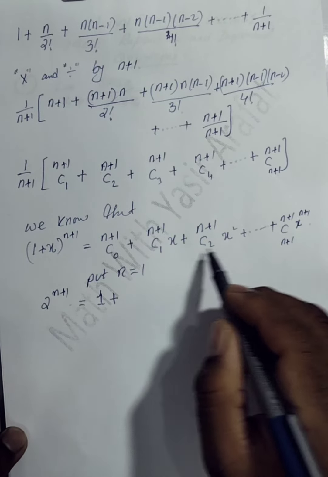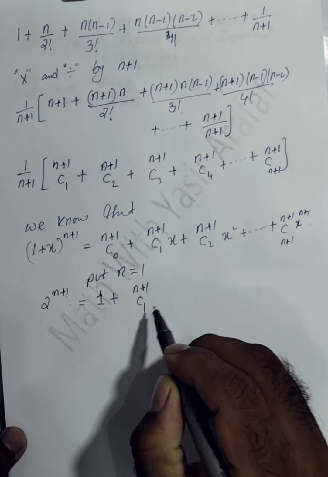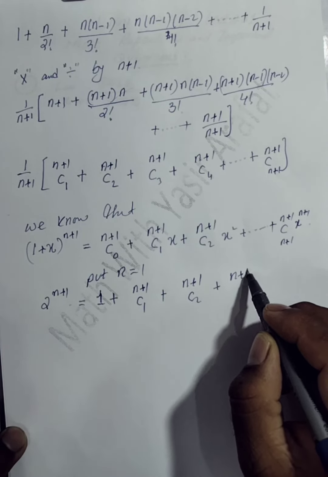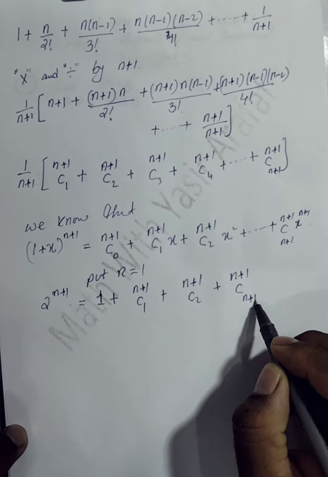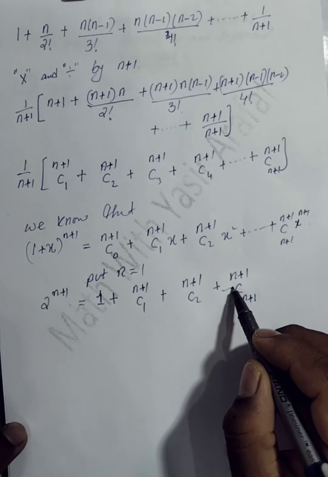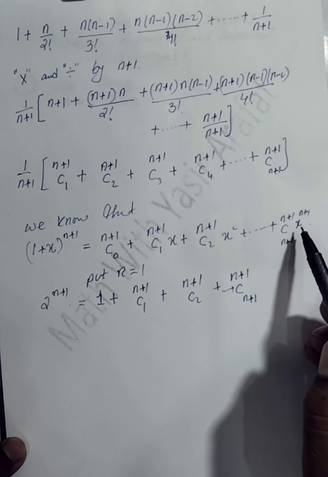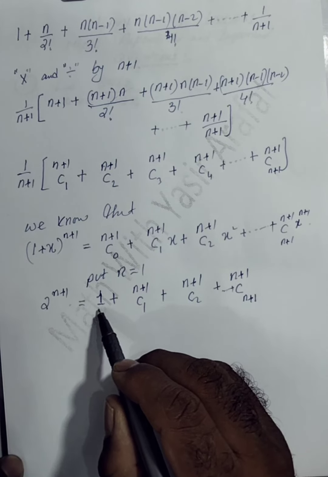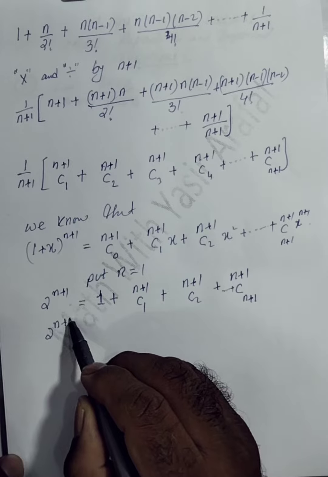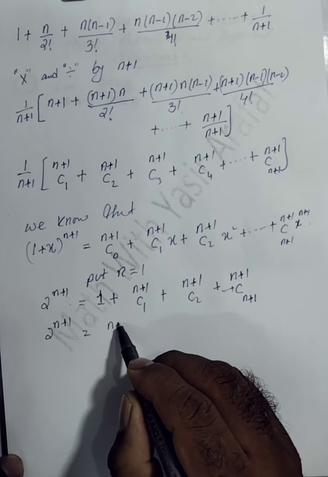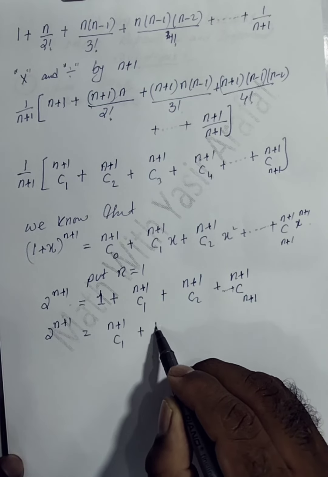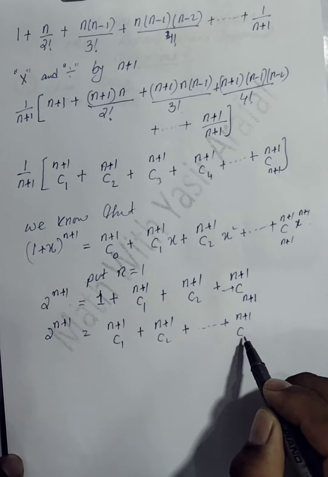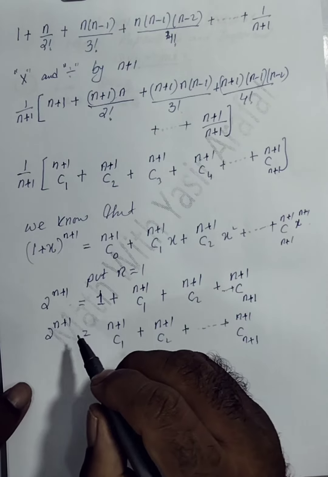And here x is equal to 1, so multiply by 1, there is no change. So n plus 1 combination 1, n plus 1 combination 2, up to n plus 1 combination n plus 1, and so on. When we put x equal to 1, there is no change because we multiply by 1, we have the same result here. So dear students, this 1 we have to shift here, and this is n plus 1 combination 1 plus n plus 1 combination 2 up to n plus 1 combination n plus 1.